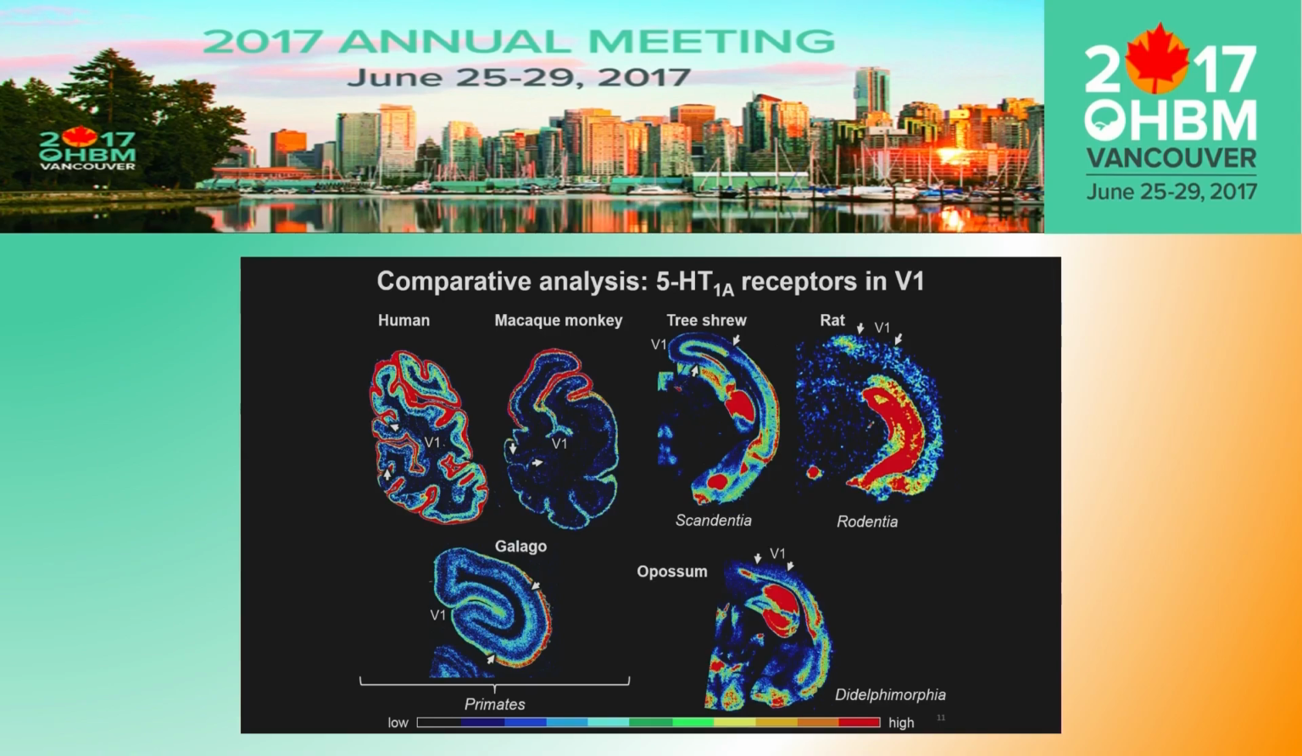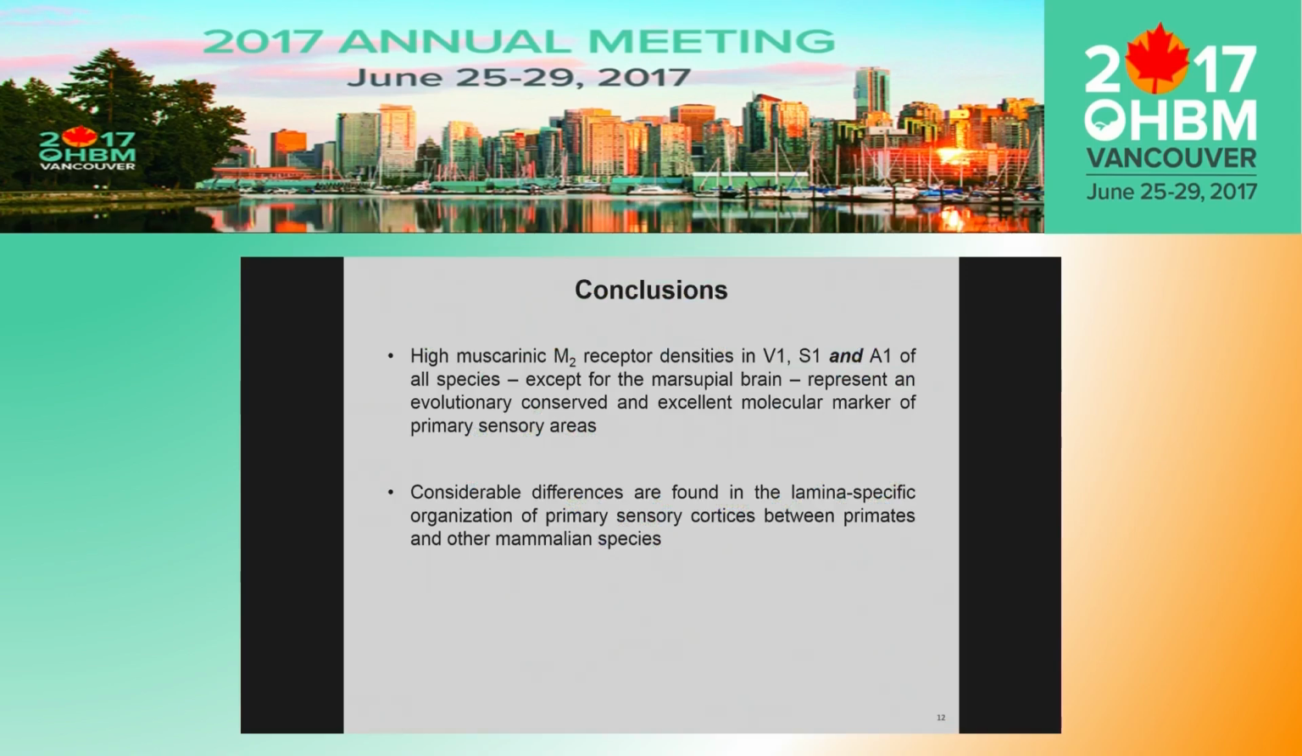This already changes when we move to the scandentia, to the tree shrew, the tupaya brain. Here we find that actually the deeper cortical layers show higher densities in primary sensory areas than the superficial layers. And again, the rodent brain is a completely different situation, because here the serotonin 5-HT1 receptor is homogeneously distributed throughout the cortex.